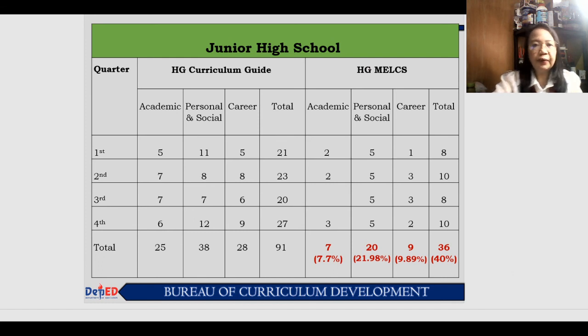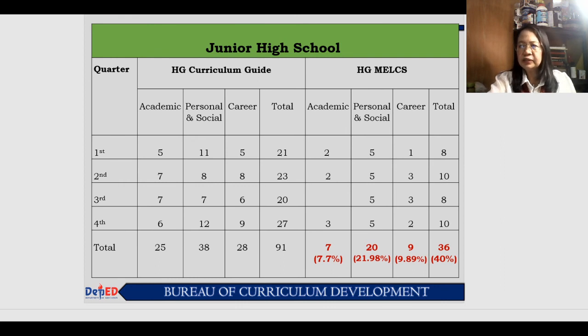Okay, this one is for the junior high school most essential learning competency table. For the first quarter, the total number of learning competency are 21 and there are 8 MELCs. For the second quarter, the total number of learning competencies are 23 and there are 10 MELCs.